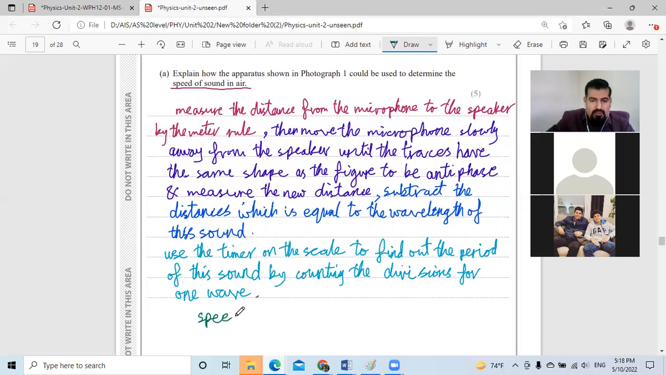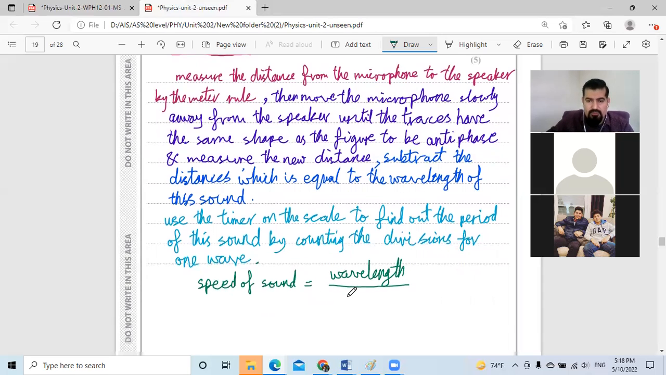Speed of sound equals wavelength over period.